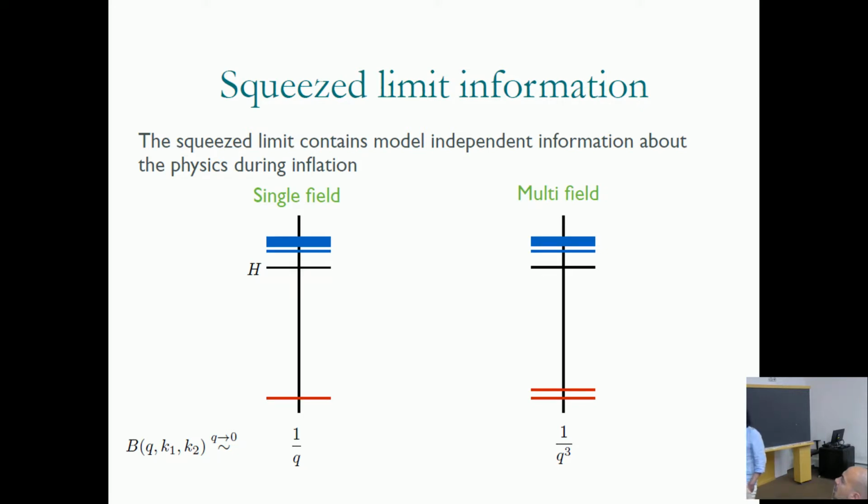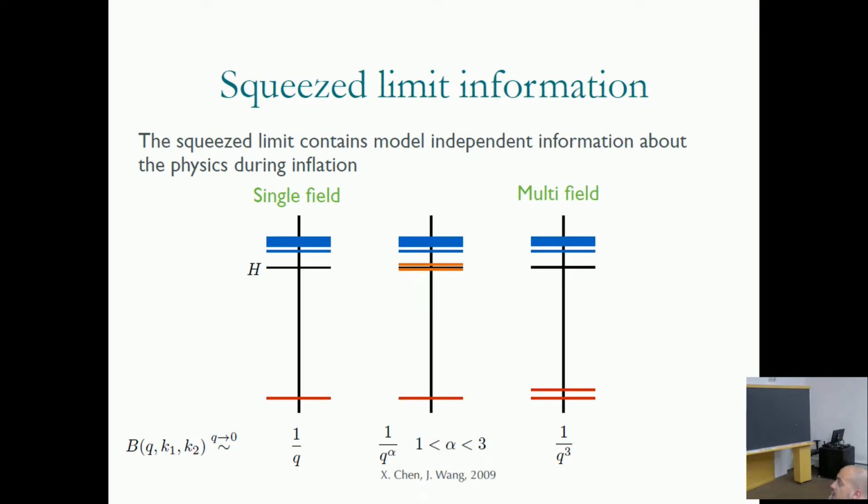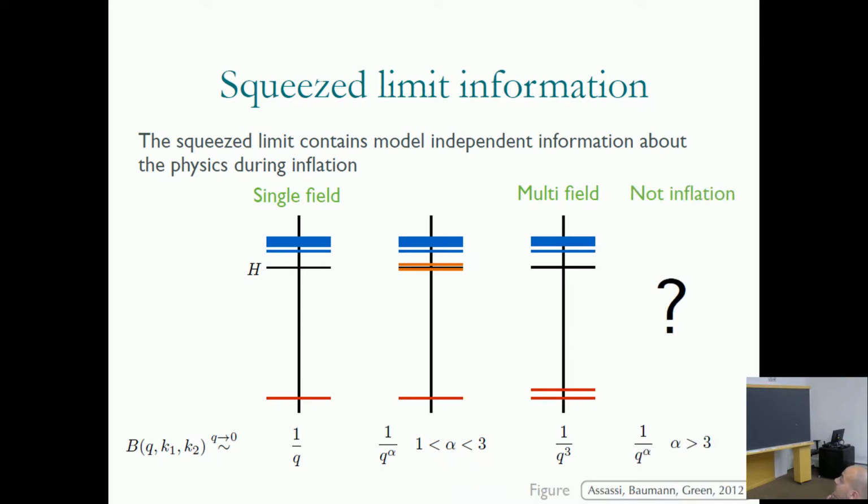So this is the famous 1 over k squared, or 1 over q squared, that you always hear about when people talk about local non-Gaussianity. And you can even have intermediate behaviors if the fields have masses close to H. So you can even interpolate between these two. And there are some claims that if you get higher powers, it's not even inflation. And I stole this figure from this paper here, just because I like it.